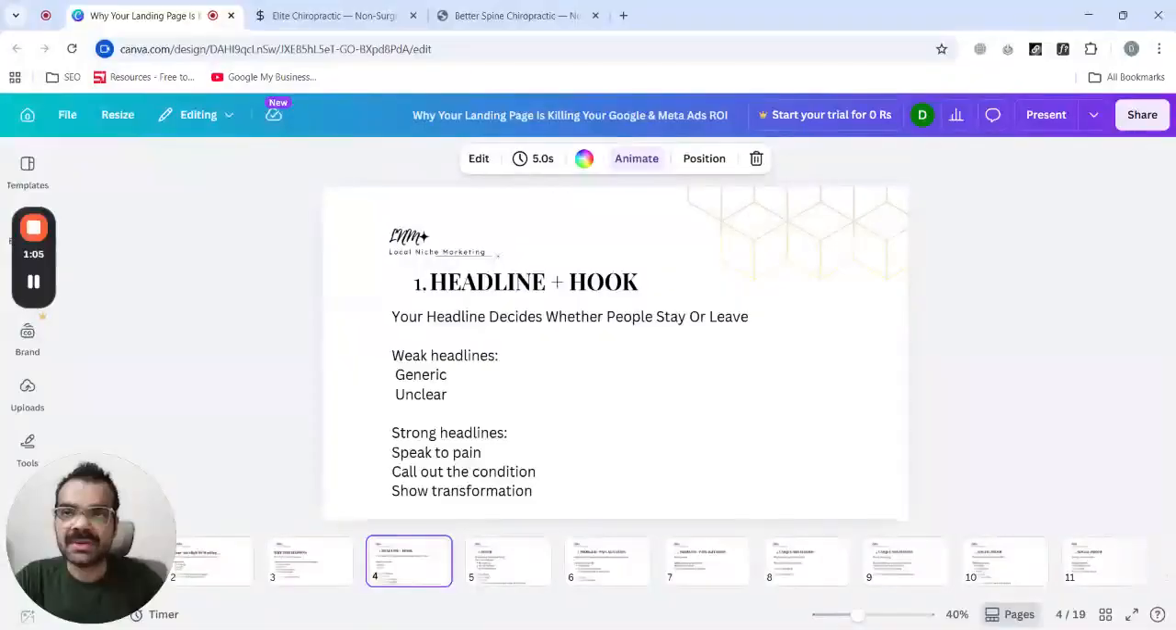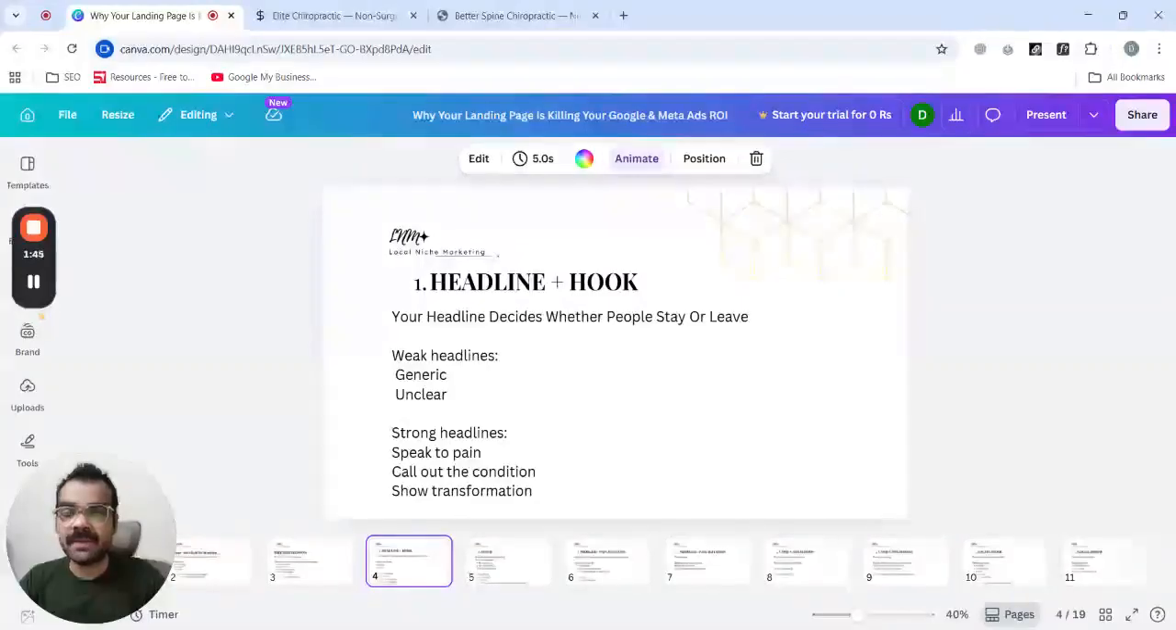So the most important factor in your landing page is your headline plus hook. You don't have to be generic like "book a consultation and get back pain relief." You just have to show some kind of transformation. For example, we are talking about back pain relief, so we can say "get out of back pain with our non-surgical solution." It's better than "book a consultation" because it is showing a transformation, and also it is targeting their pain point of back pain.